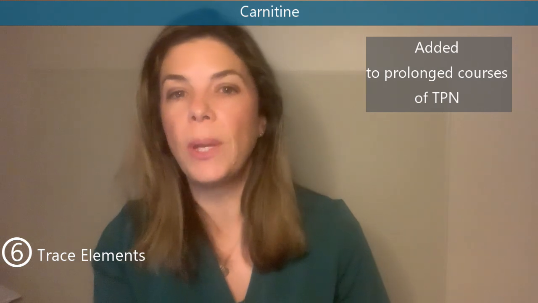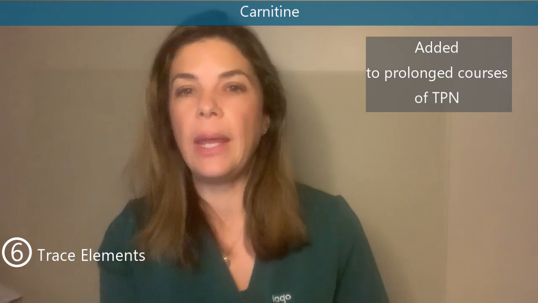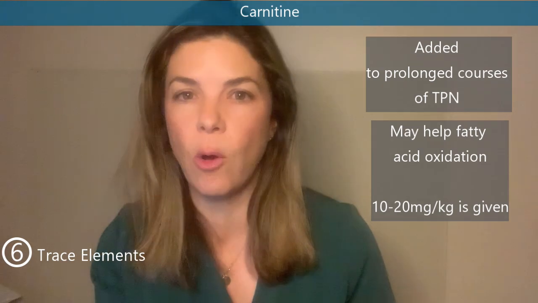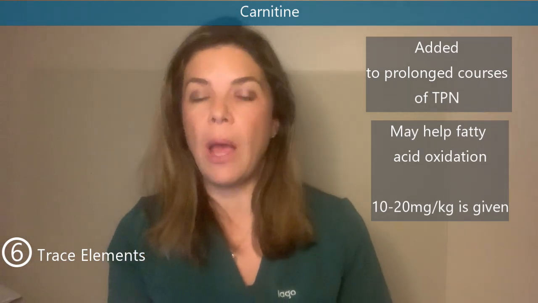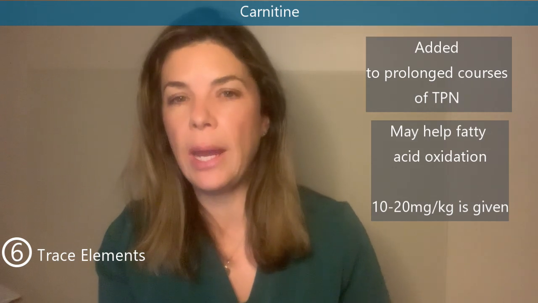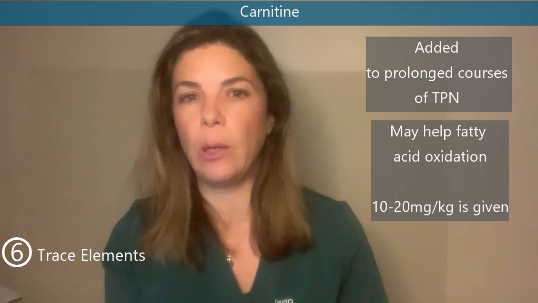Carnitine is normally added after babies have been on TPN for some time. It is involved in moving the fats into the mitochondria, and it's thought to help with fatty acid oxidation, which becomes more of an issue the longer that the baby is on TPN. Normally we add about 10 to 20 milligrams per kilo of carnitine.